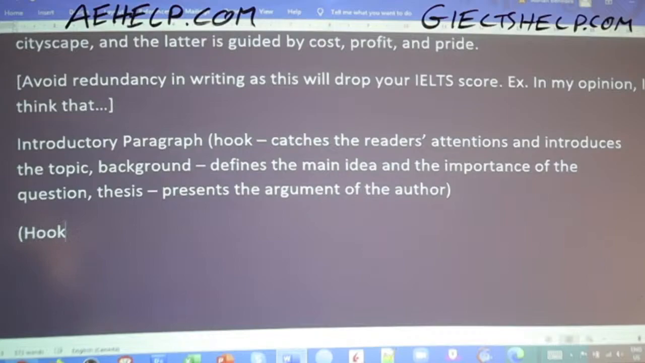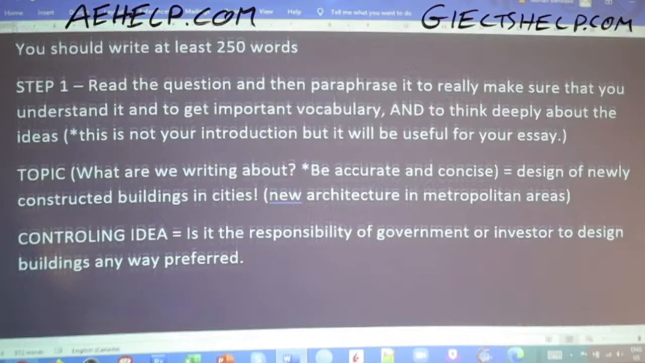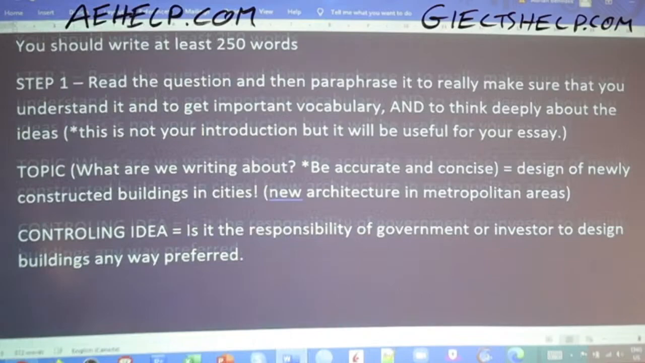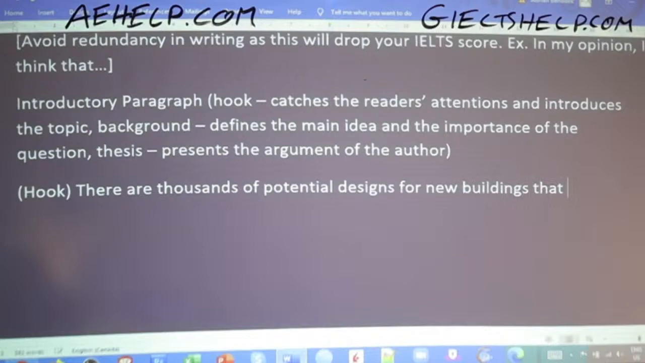Okay, the hook is an interesting statement that catches your reader's attention, and it includes the topic. Now, that's really easy for us because we already talked about the topic. The topic is the design of newly constructed buildings, okay? So here, I'm going to write my hook. All right, I'm going to stick with that hook.